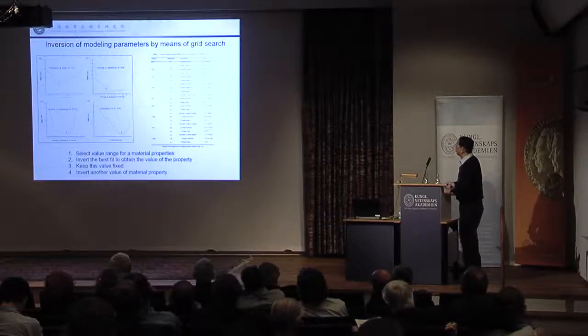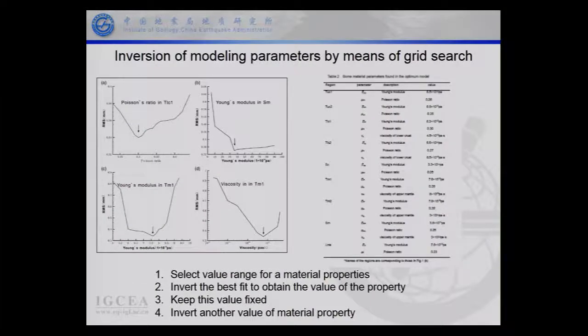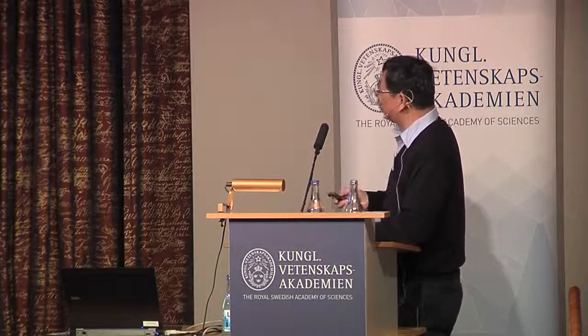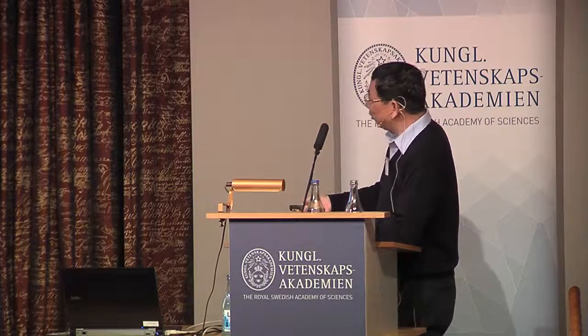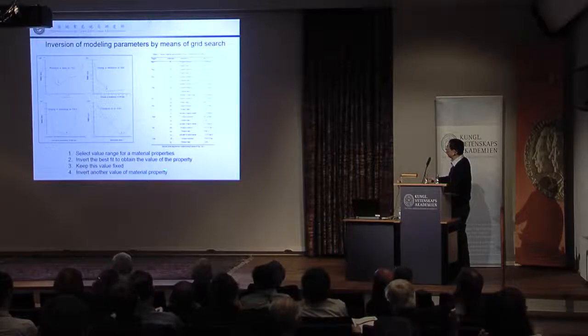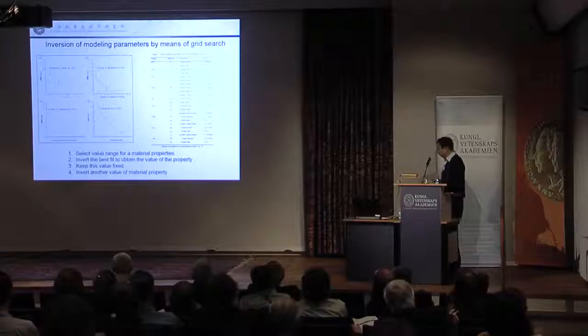We use a grid search method to invert the modeling parameters. For each region, we think the most important parameters are Young's modulus, Poisson's ratio, viscosity, and also density. For each region, we fix all the other parameters and let one parameter change. When we find the best one, we fix this value and let the other parameters change, then invert another value of the material parameters. So all the parameters here are the best we can find using our grid search method.